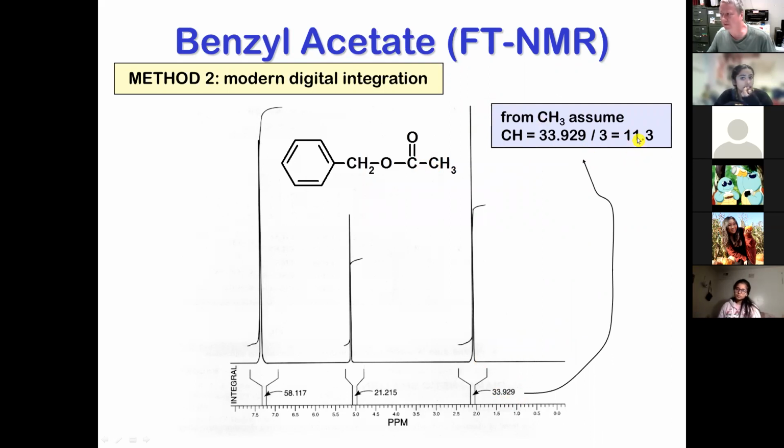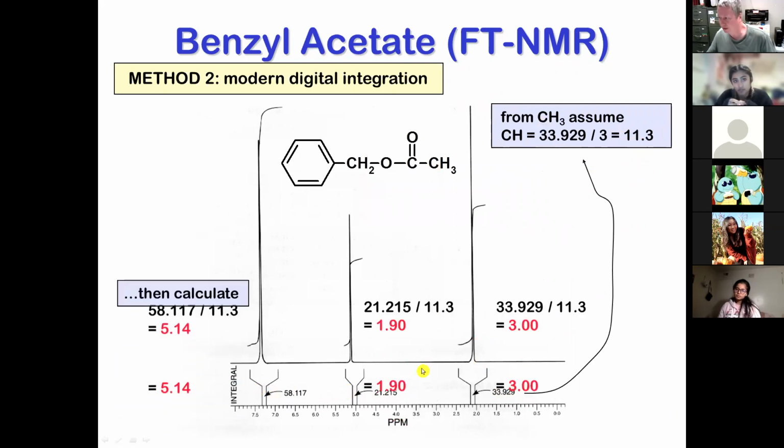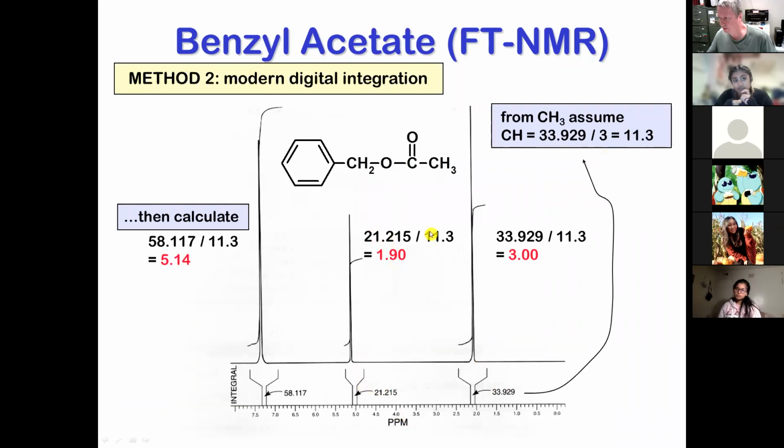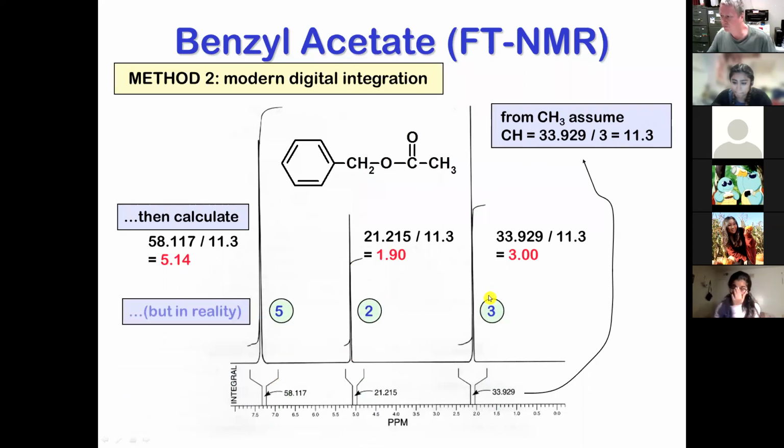If we have that number, then we can divide these numbers, which are the areas, by 11.3. This 21 divided by 11.3 is 1.9, about 2, right? 58 divided by 11.3 is about 5.14. Now you can also see 5 to 2 to 3. So the integration is proportional to the relative number of protons in the molecule. So in reality, it's 5 to 2 to 3.